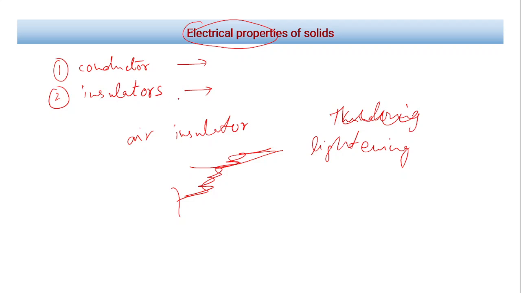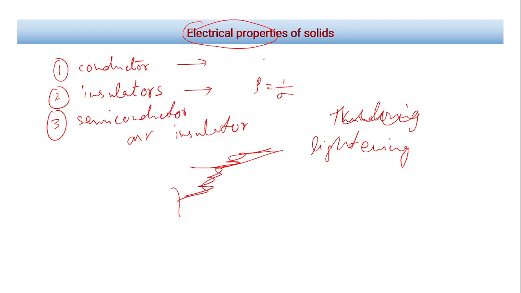Similarly, for different objects we see around us, their insulation, which we know is the inverse of conductivity, is given by resistivity, or 1 over conductivity. So that depends on the material. And then we have semiconductors, which we know fall in between the conductor and insulator.